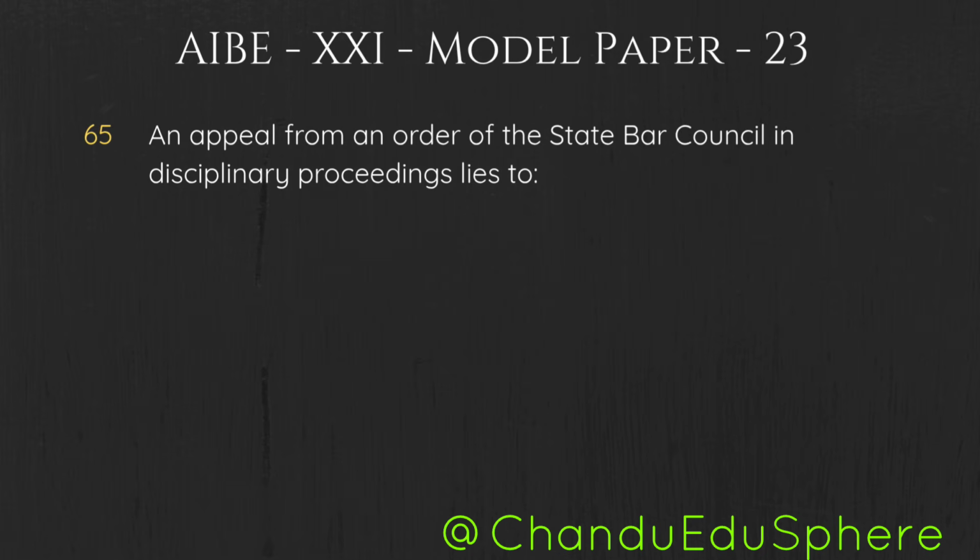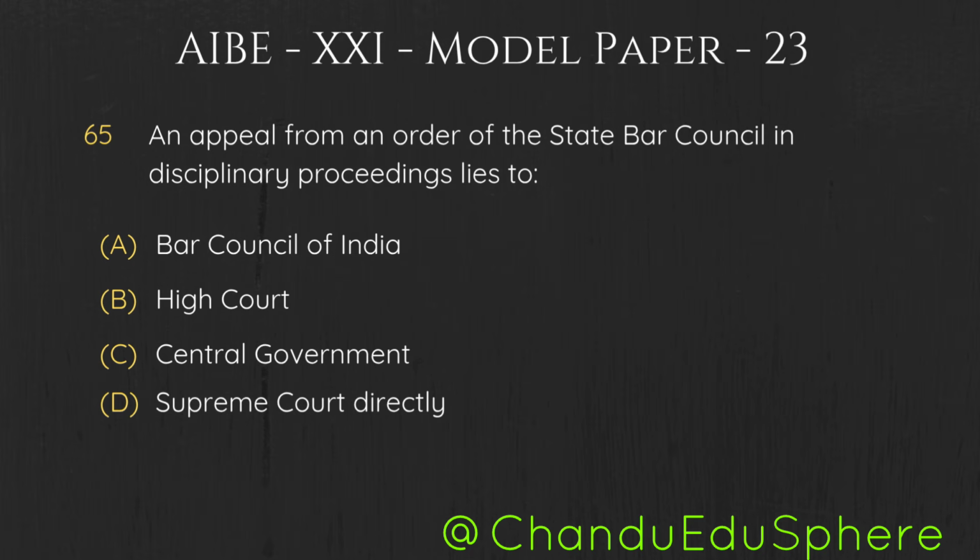An appeal from an order of the State Bar Council in disciplinary proceedings lies to the Bar Council of India. Section 37 of the Advocates Act 1961 provides for an appeal to the Bar Council of India against any order passed by the disciplinary committee of a State Bar Council in matters of professional misconduct.